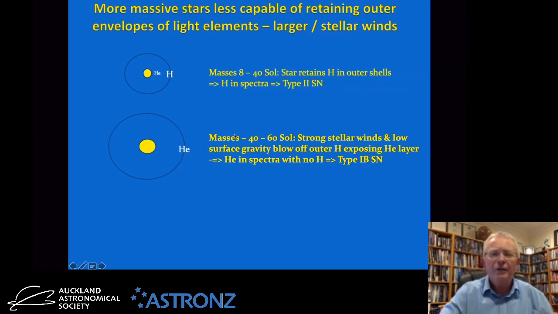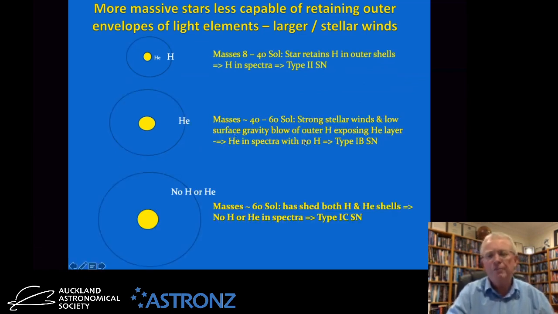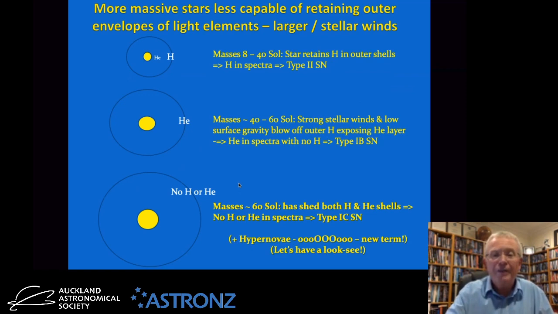If you get a star even more massive again, for example, just for argument's sake, more than 60 solar masses, that star has lost control of not only its hydrogen outer envelope that it's shed, but also the helium envelope is also being shed. So when that goes supernova and you're looking at it, you're seeing no hydrogen, no helium, and also you're not getting the silicon. So you're seeing where that fits on the graph then.